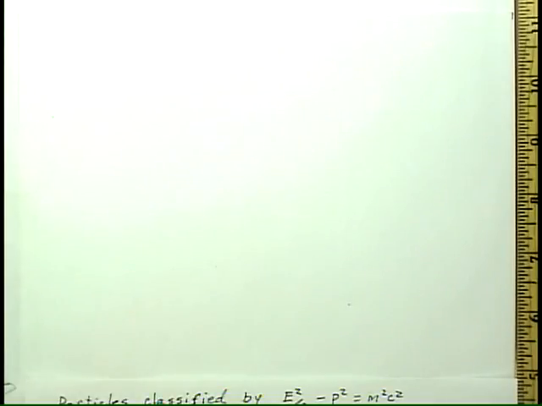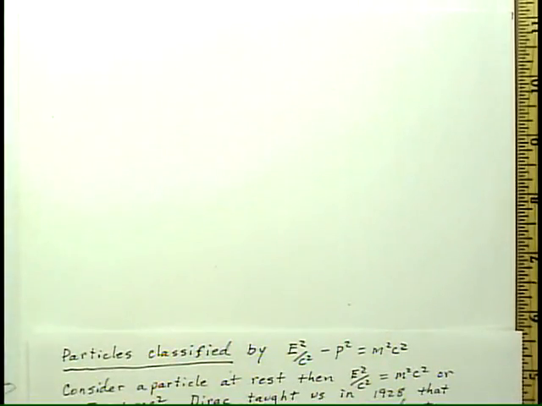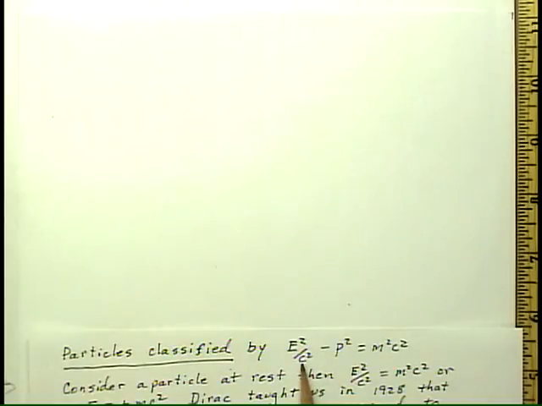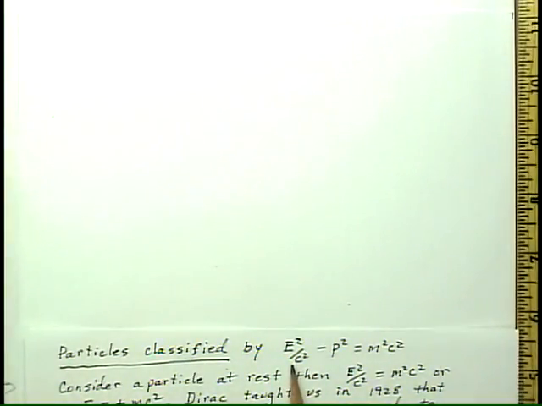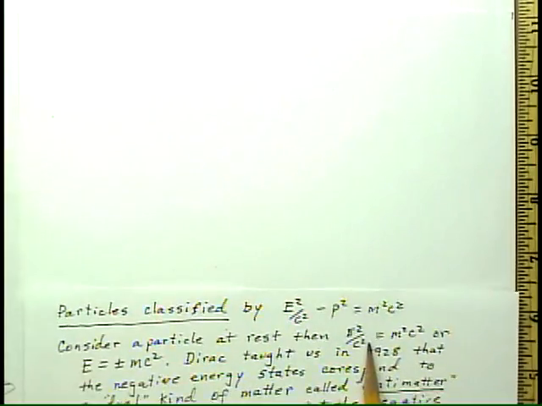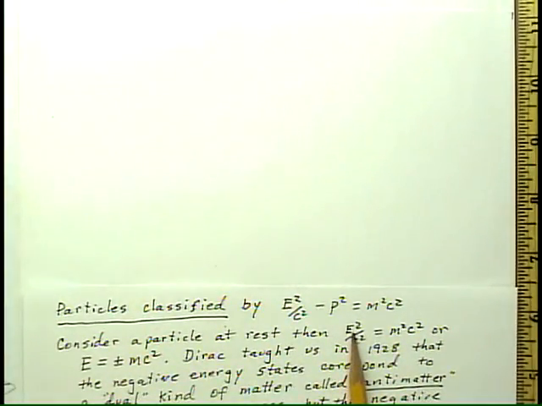We can learn some incredible things from that equation. We can actually classify elementary particles, or things that can exist in our universe, by this equation, E squared over c squared minus p squared is m squared c squared. I want to first consider a particle that's at rest. If the particle is at rest, then even in relativity it has no momentum. Therefore it follows that E squared over c squared is m squared c squared. Or, multiplying by c squared and taking the square root, we get E is equal to plus or minus mc squared.